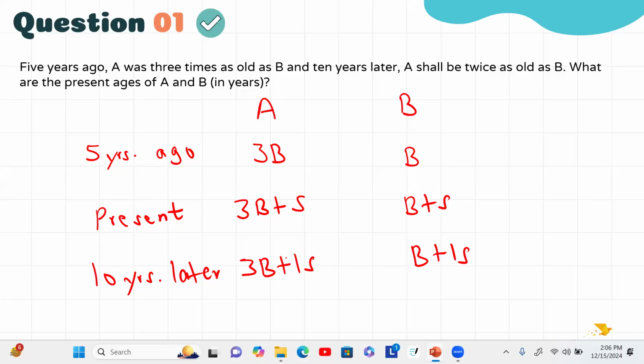Right. So all the things we have written or all the variables we have mentioned as per our understanding. Now, what is the condition? Condition is 10 years later, A shall be, this person shall be twice as old as B. We got the equation as well. So 3B minus 2B is B and 30 minus 15 is 15. So value of B is 15.